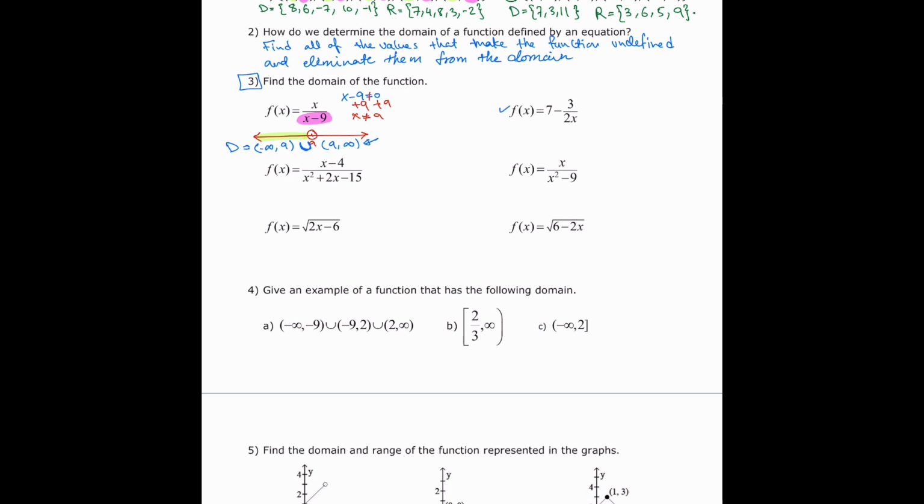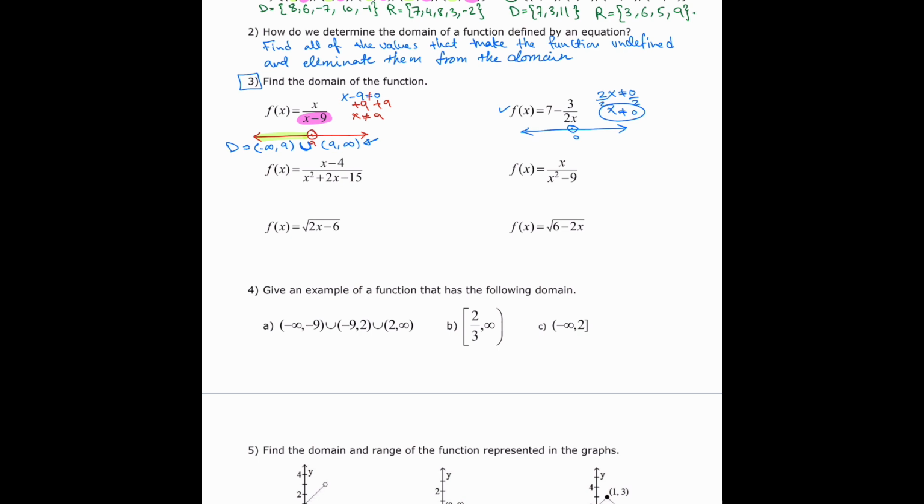Same with this one. So we're going to set 2x is not equal to 0. And now we can divide by 2 both sides of the equation. So we have x is not equal to 0. So we're going to eliminate the point 0 from our domain. Same manner. Here is the 0.